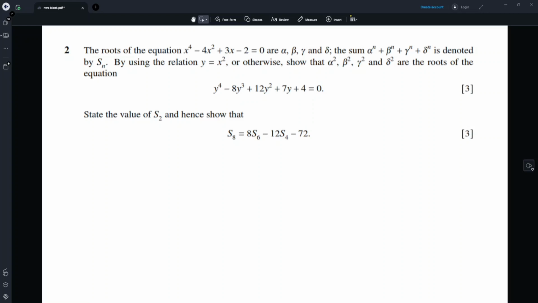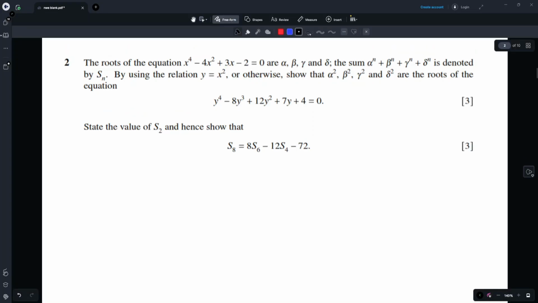So let's do this question here from May/June 2013, Paper 1-3. This is about roots of polynomials. What we have here is that the roots of the equation are alpha, beta, gamma, and delta. So it's your quartic equation.